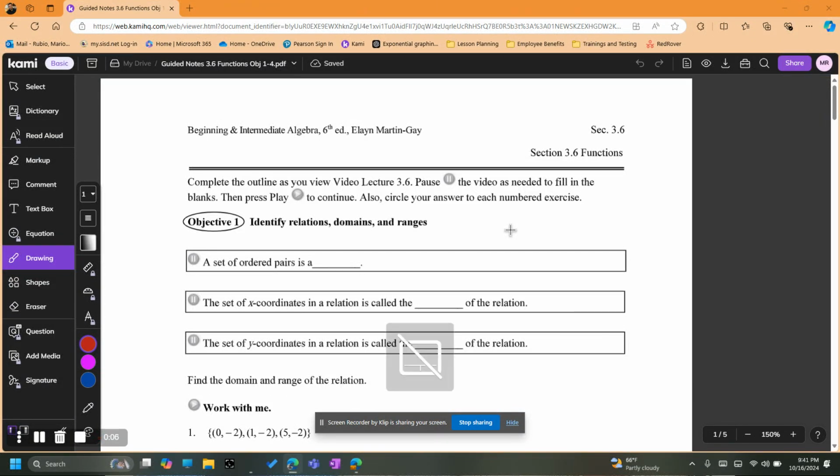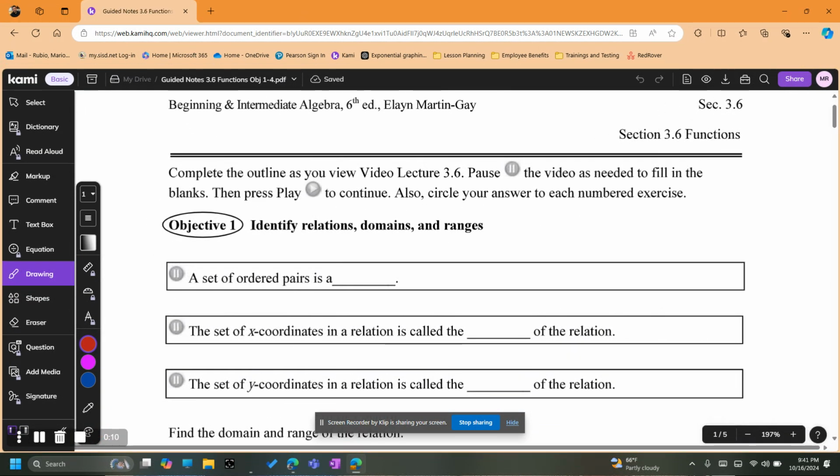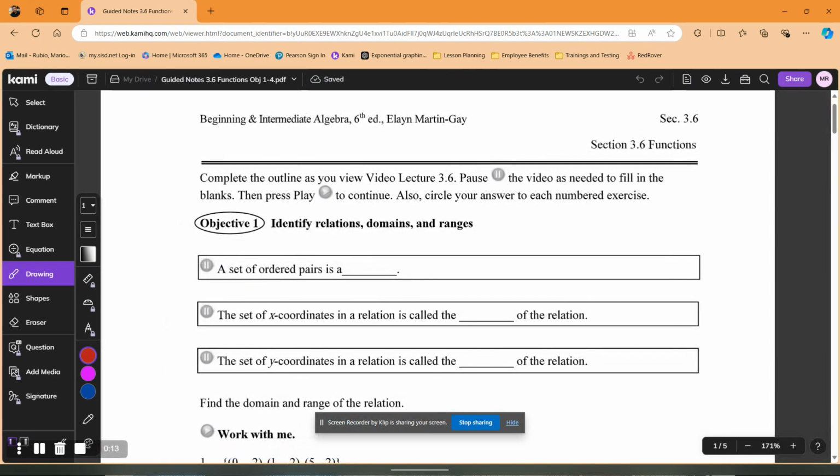Today we're going to look at the notes for section 3.6. It's talking about functions. Before we get into a function, we actually need to identify a few things like relations.